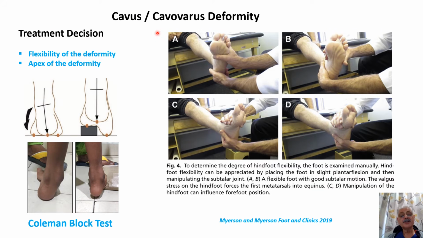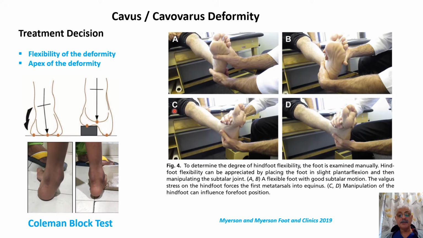After finishing the examination of the flat foot, I moved towards the examination of the cavus deformity, and the treatment of this deformity almost depends upon the flexibility of the deformity and the apex of the deformity. To check the flexibility, the Coleman block test is commonly performed, where you place a block on the lateral side of the foot and let the first metatarsal fall to the ground and ask the patient to bear weight. If this varus deformity gets corrected by placing this block, then the deformity is flexible.